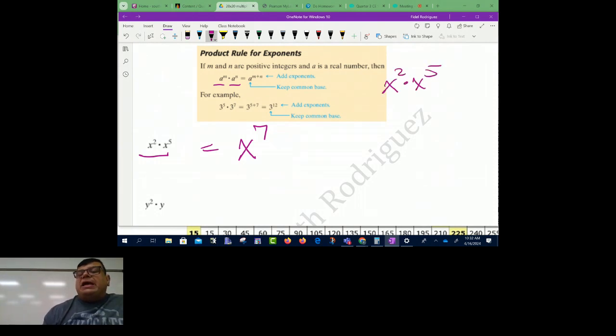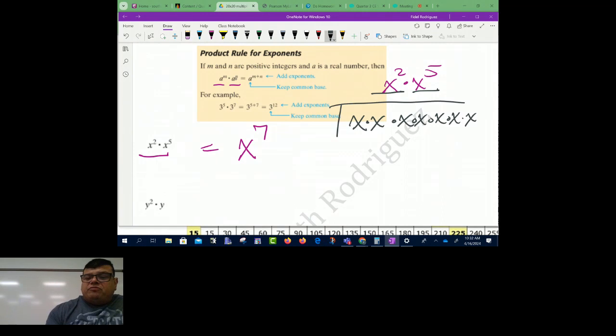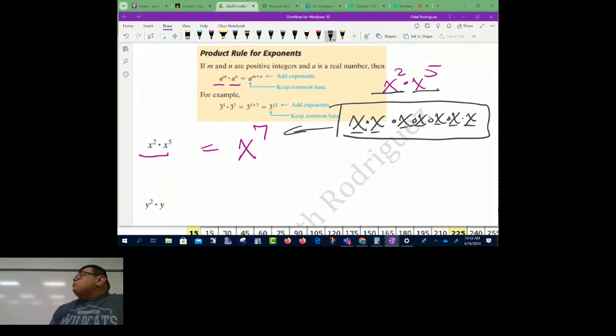Look, y'all, if I got x squared times x to the fifth, remember what x squared means? It means that there are two of them, right? What does x to the 5 mean? It means that there's 1, 2, 3, 4, 5 of them. And if I'm just multiplying all these guys together, I got 1, 2, 3, 4, 5, 6, boom, 7, right? And that's why the rule works the way it does.